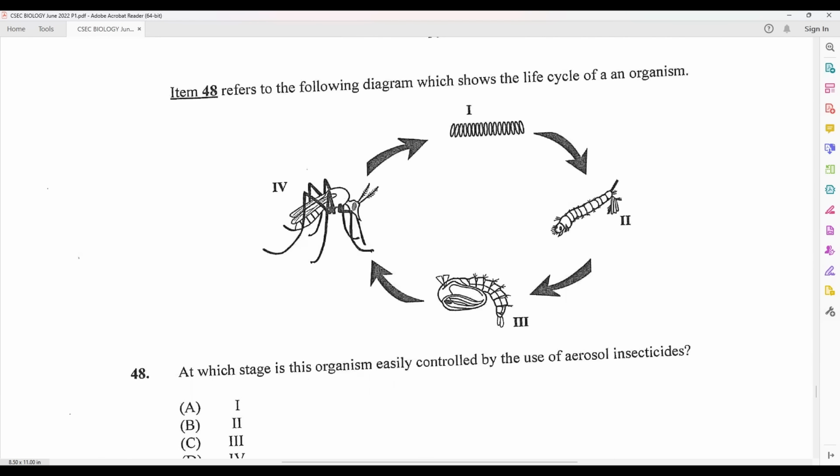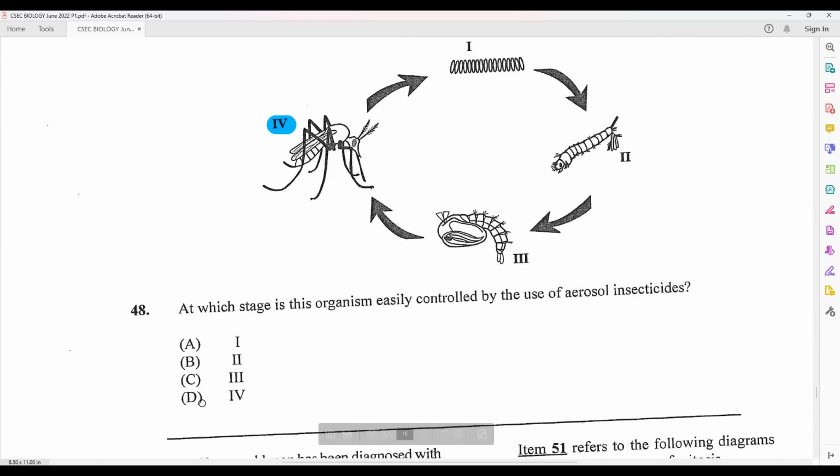Item 48 refers to the following diagram, which shows the life cycle of an organism. And this is the life cycle of a mosquito. We see 4 is adult, 1 is eggs, 2 is larvae, and 3 is the pupa. So which stage is the organism easily controlled by the use of aerosol insecticides? These aerosolized insecticides target the flying adult, which is 4. So 48 is D.